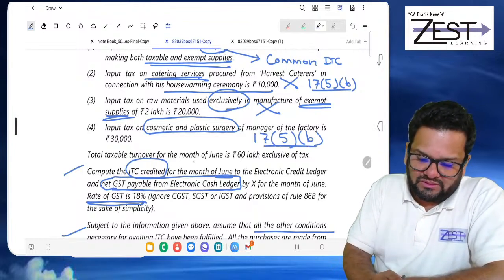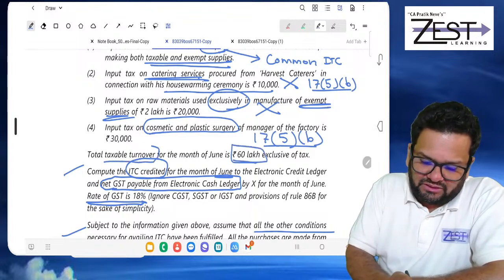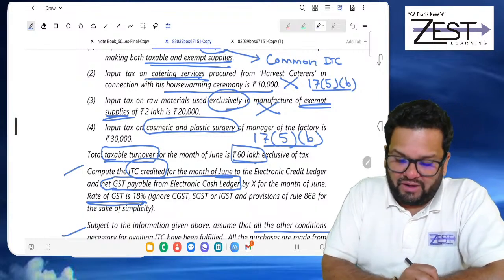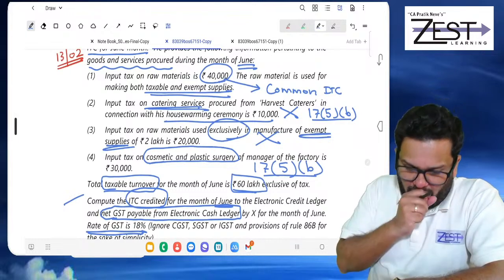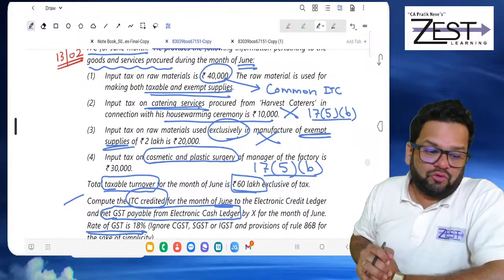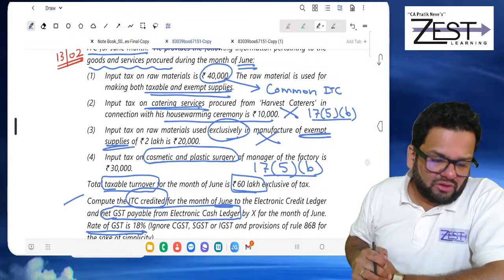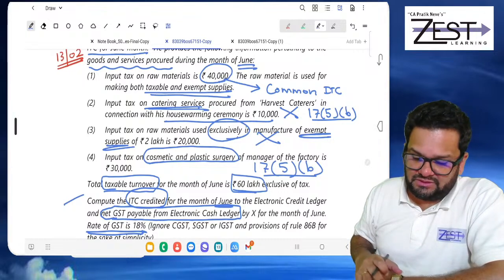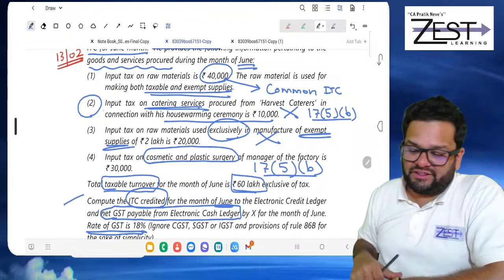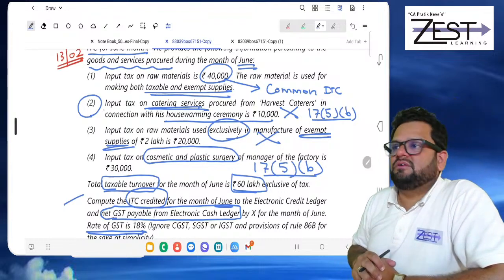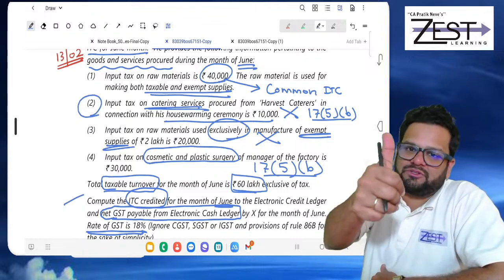Taxable turnover for the month of June is 60 lakh. Friends, taxable turnover is 60 lakhs. Why would it be given to you? There is only one problem. ITC on raw materials 40,000 is common. I did not get you. Two sections attracted, means. Okay. In this second point, you are saying that two blocked credits are attracted. Yes, 17(5)(b) and 17(5)(g). You are absolutely correct.